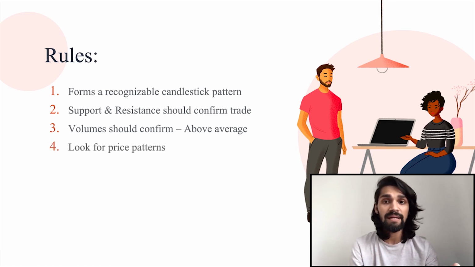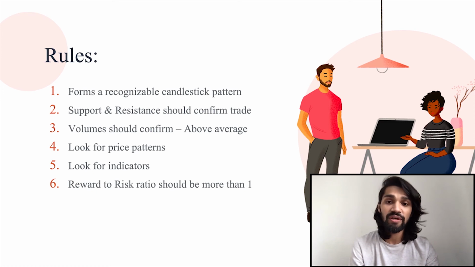Fourth, look for price patterns. If there is a price pattern with all these things happening, then when you have all these four in place, then look for indicators, if the indicators are also giving you a positive signal. And finally, your reward to risk ratio should be more than 1. If you have all the 6 rules in place, definitely go ahead with the trade, and there is a very good chance that your trade would move in your direction.